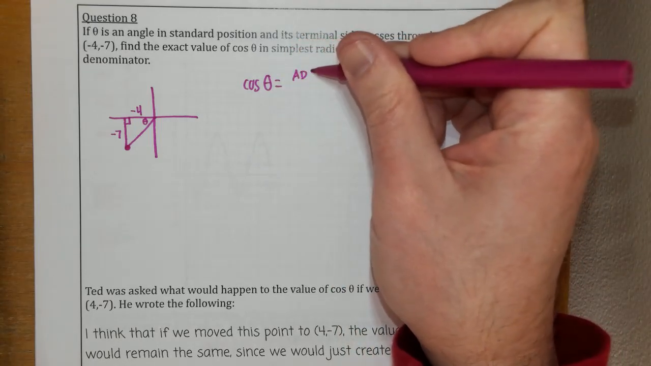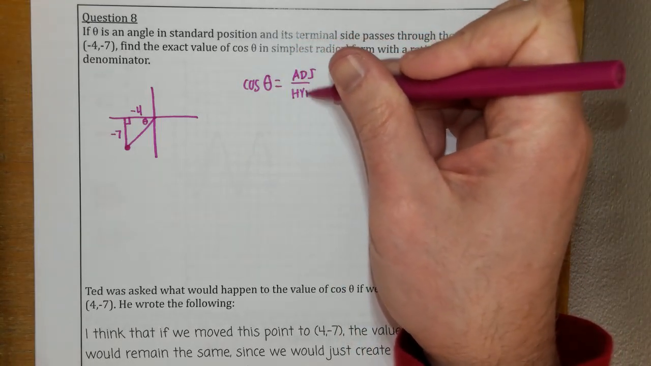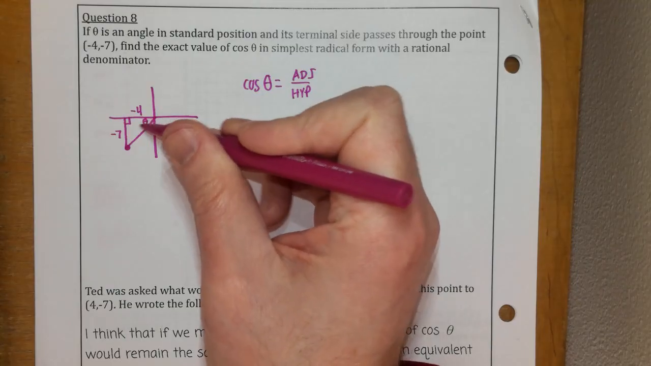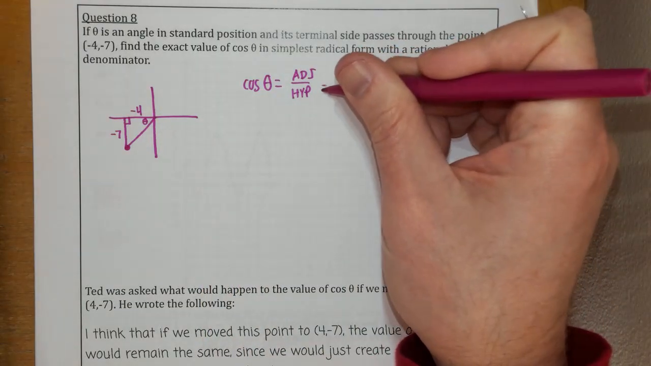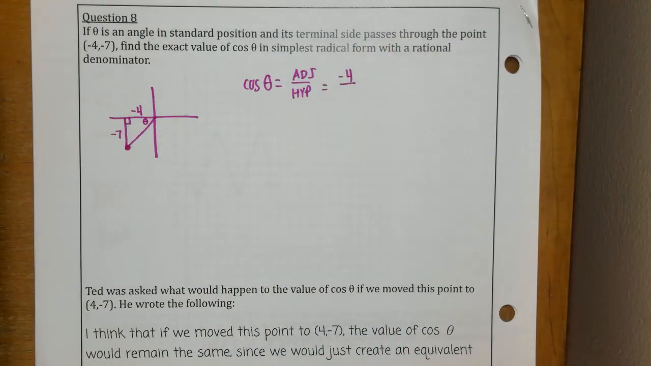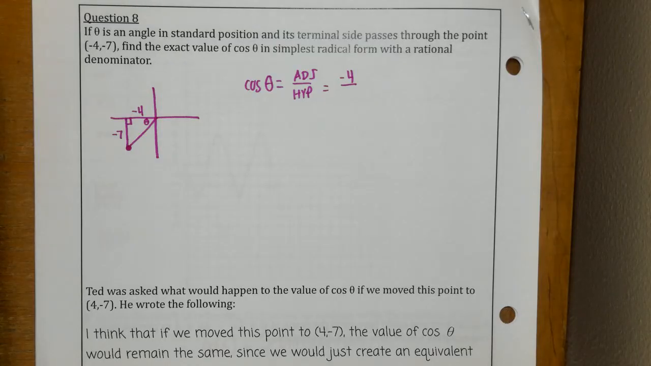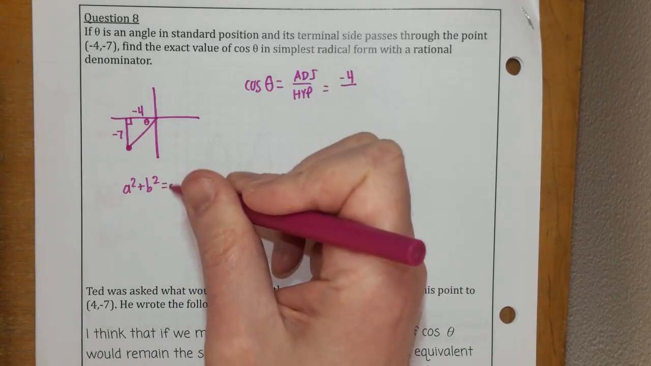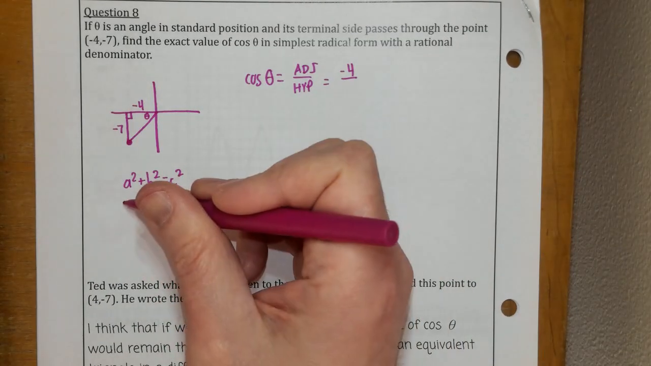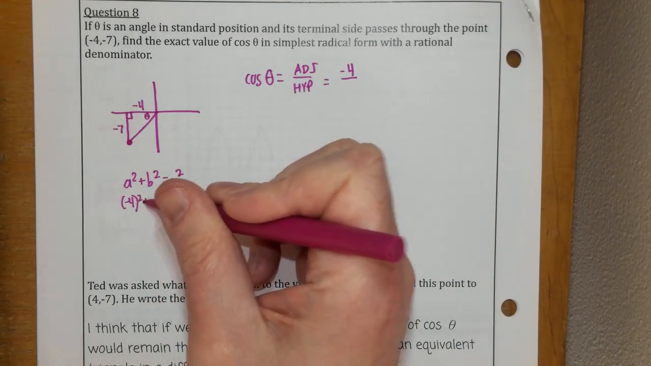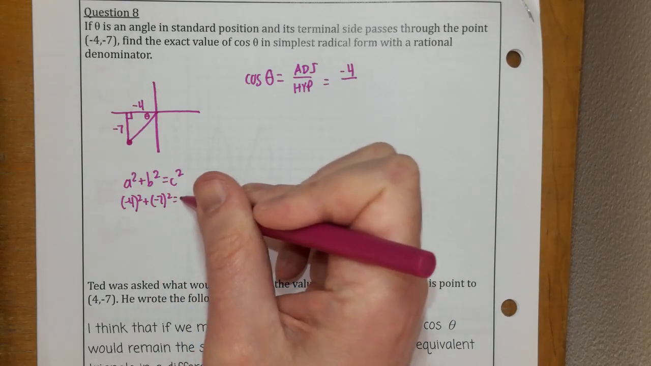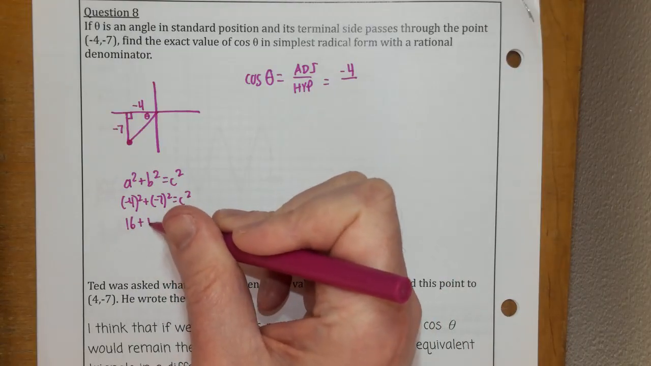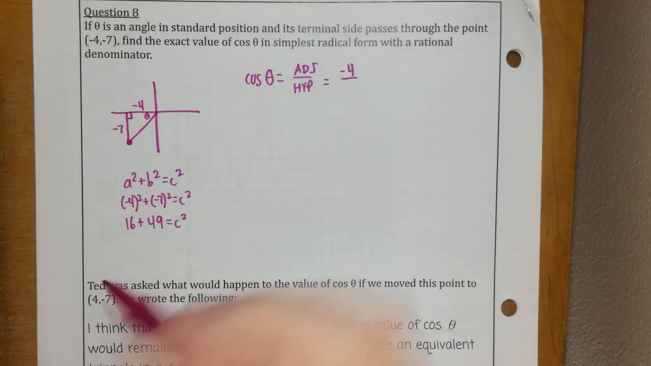Cosine is adjacent over hypotenuse. So we have adjacent for this problem. The adjacent is -4. We don't have the hypotenuse, though. The hypotenuse is not given to us, so we have to calculate it using a squared plus b squared equals c squared. -4 squared plus -7 squared equals c squared. We have 16 plus 49 equals c squared.